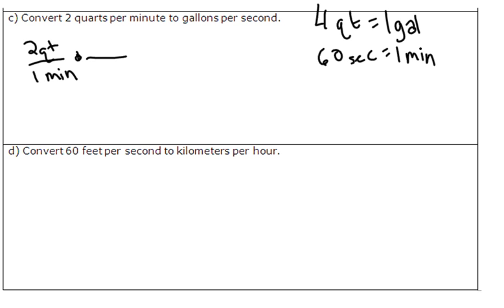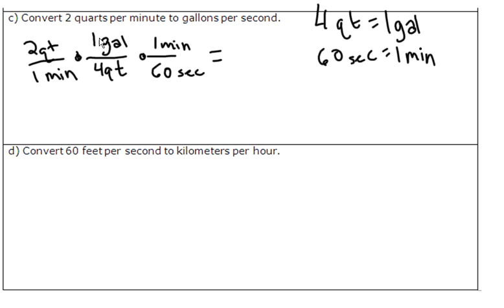On the top, I'm trying to change the quarts to gallons. I have the conversion rate right here. It's 4 quarts equals 1 gallon. Since in the numerator I want to go from quarts to gallons, I put 1 gallon on the top, 4 quarts on the bottom. Now in the denominator, I'm trying to go from minutes to seconds. So in the denominator, I would have 60 seconds on the bottom, 1 minute on the top.